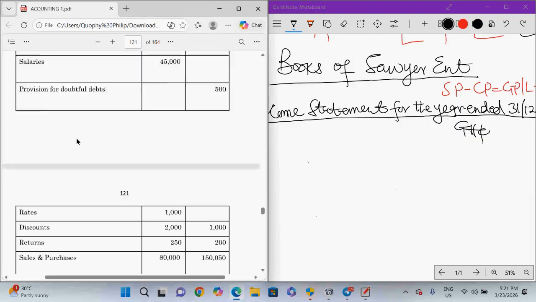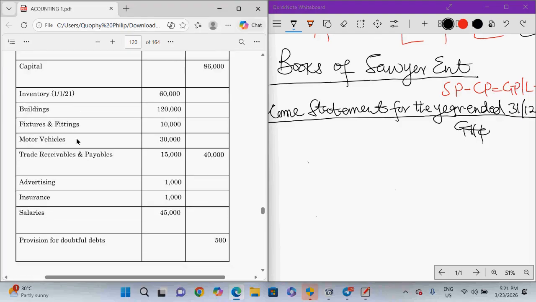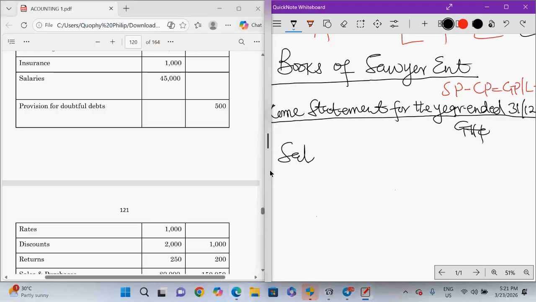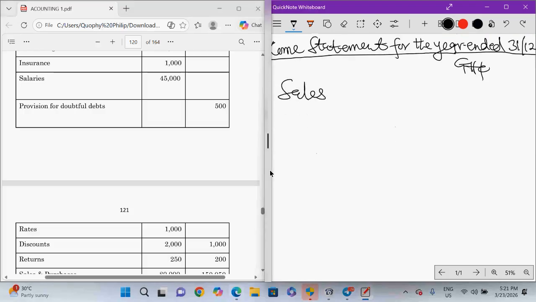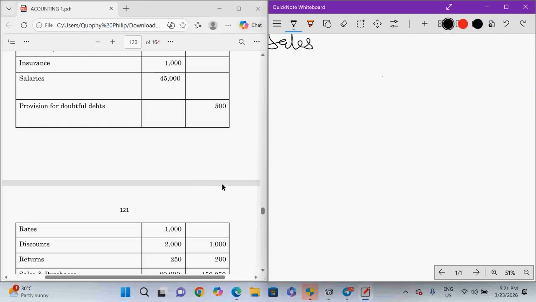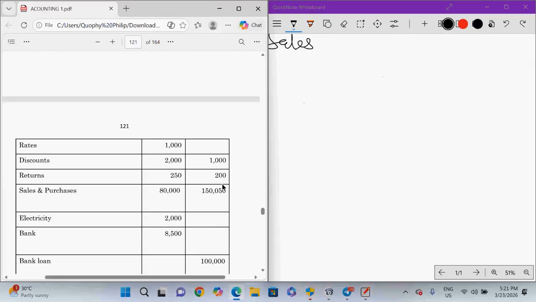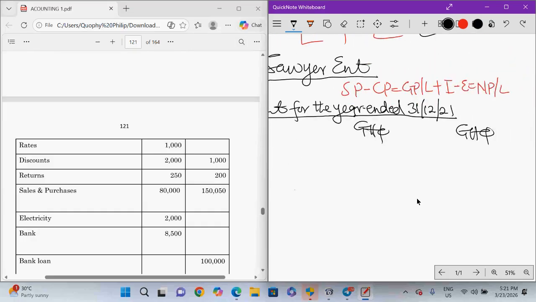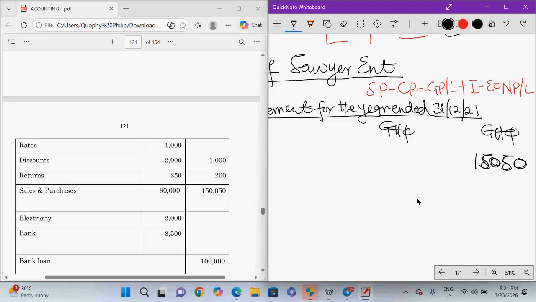So now we have sales. We can see that we have the debit and credit. What is the balance for sales? Credit. Sales is having a credit balance. It's a revenue, and all revenues have credit balance. So we are going to take the balance at the credit side. What is the balance at the credit side? 150,050. 150,000 and 50. Right? That is the sales figure.